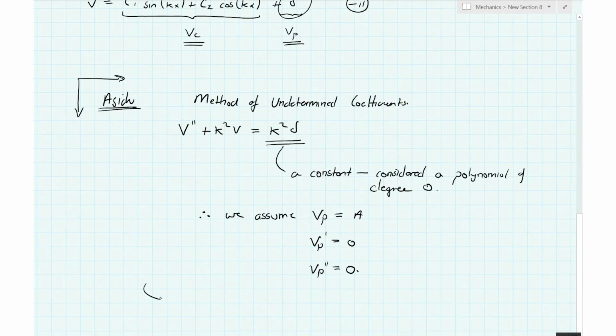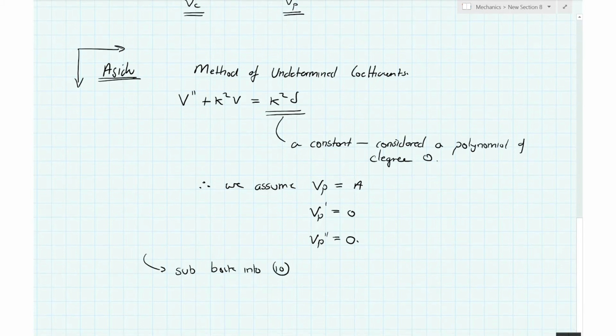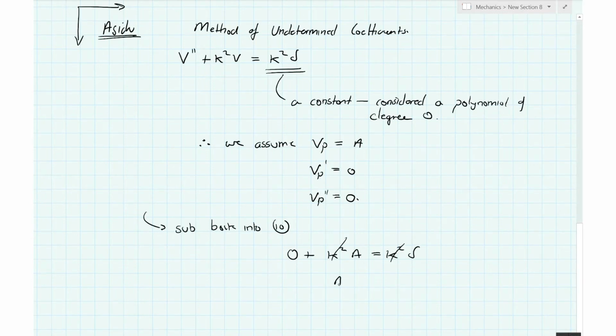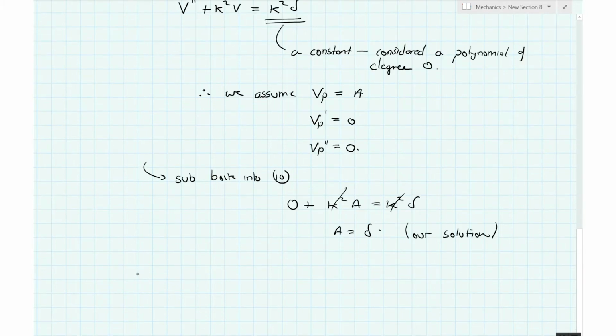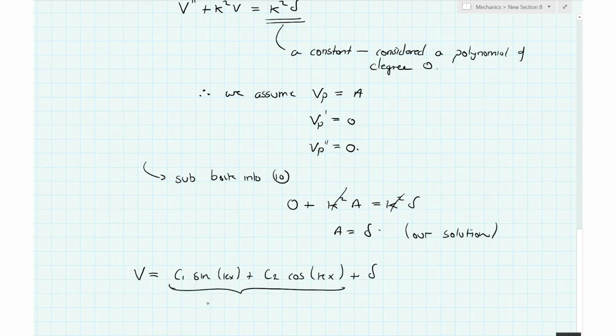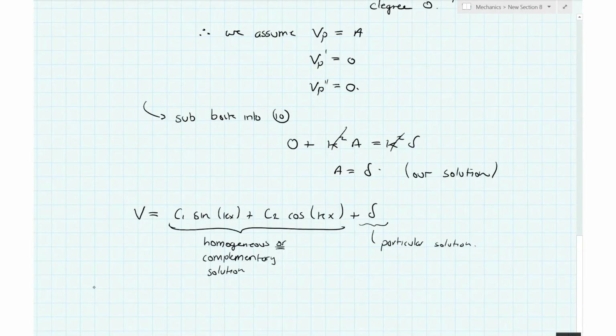So sub these solutions back into equation 10. What would we have? The k squareds disappear, and we're left with A equal to delta, which is our solution. And it's on that basis we say the general solution is equal to C1. Again, for the avoidance of any doubt, that is the homogeneous or complementary solution, and this is the particular solution. That concludes our little aside, and we can get back to the engineering.